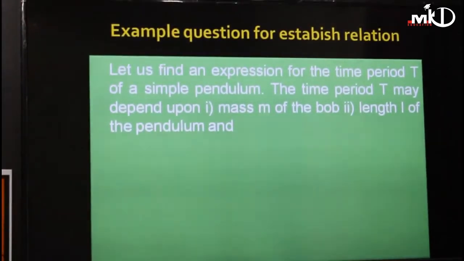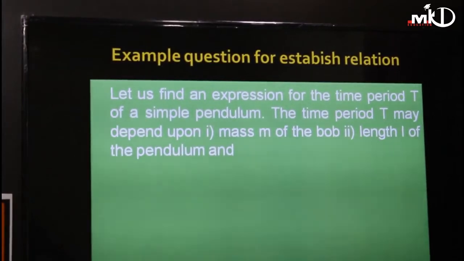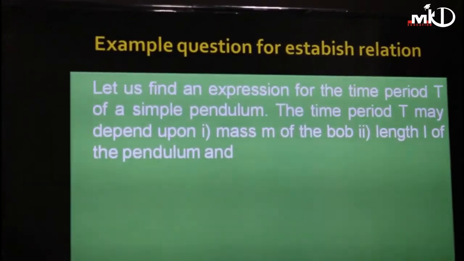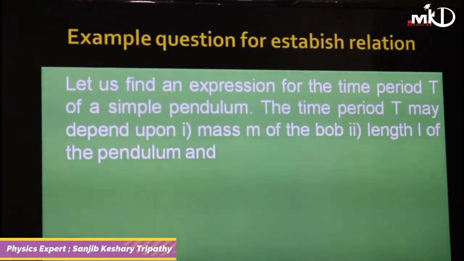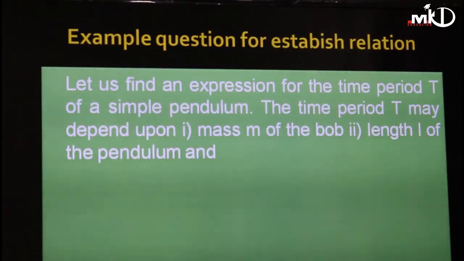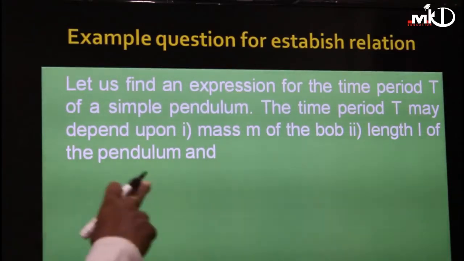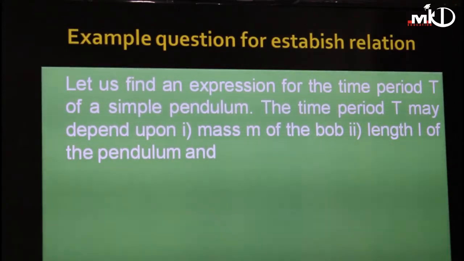First I will explain the question, that is, what is given in the expressions or in the question. Let us find an expression for the time period T of a simple pendulum. The time period of a simple pendulum depends on the mass of the bob, the length of the pendulum and the acceleration due to gravity.